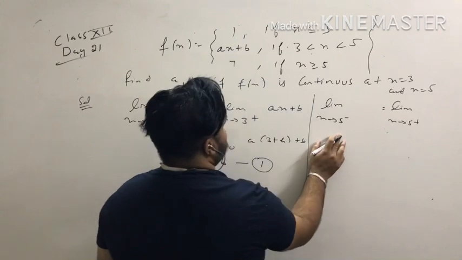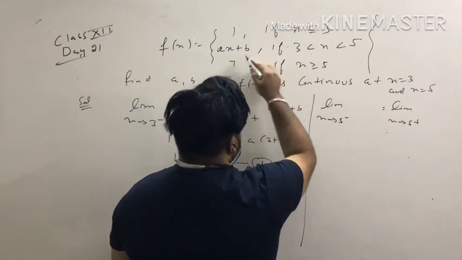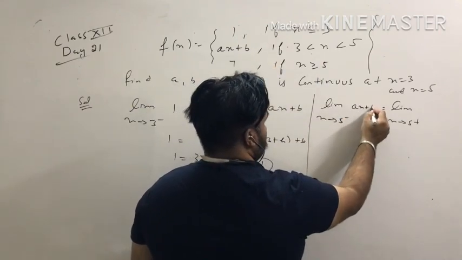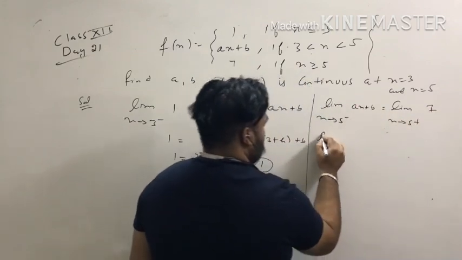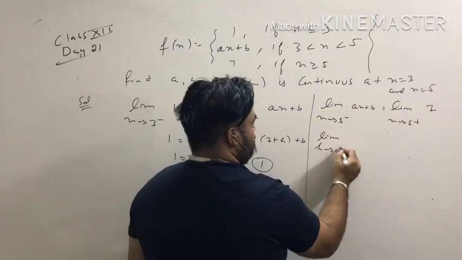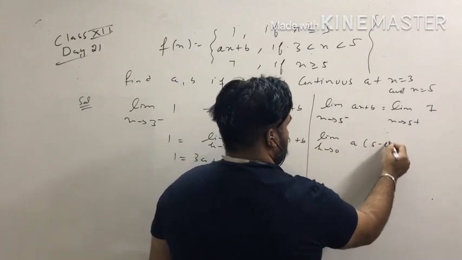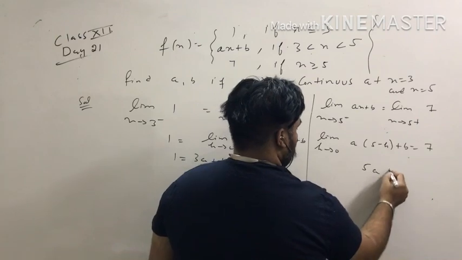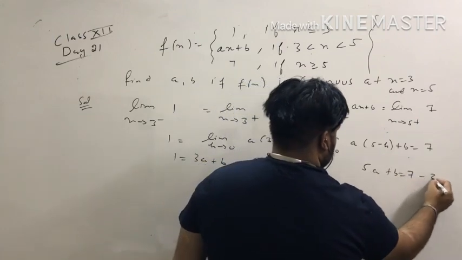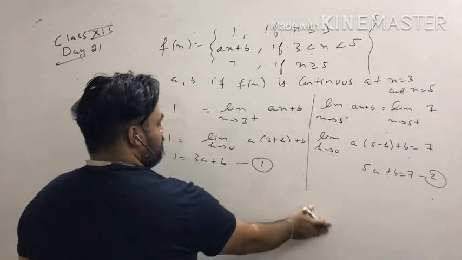So 5 minus means when x is less than 5. What is the value? ax plus b. 5 plus means when greater than. What is the value? 7. So limit x tends to 0, a(5 minus x) plus b equals to 7. So put x equals to 0. Then we are left with this expression. So we find equation 2.